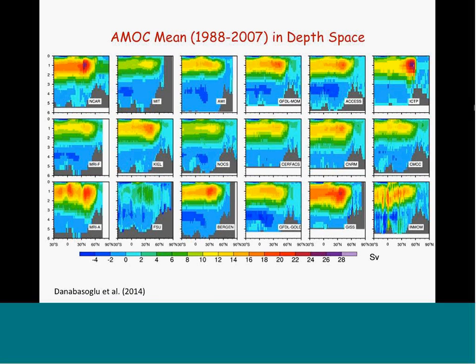These are the mean states. You can see that even though we are using the same atmospheric data sets to force these ocean models, there is quite a wide spread among the models in their mean state representation. Some models have really strong North Atlantic deep water, some have very weak, and that also impacts the representation of the Antarctic bottom water cell, that's the negative bluish cells at depth.